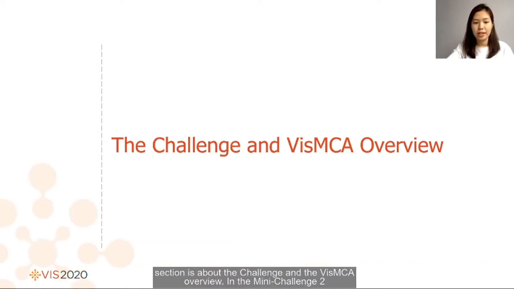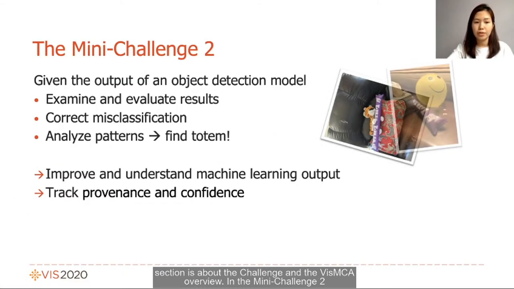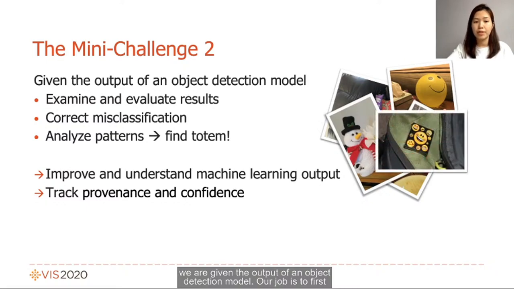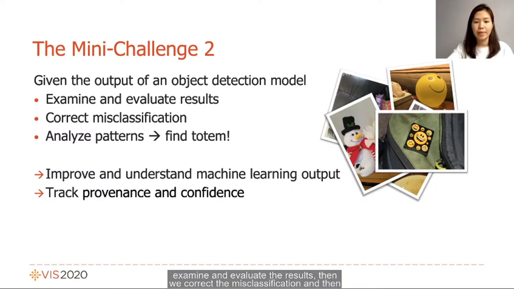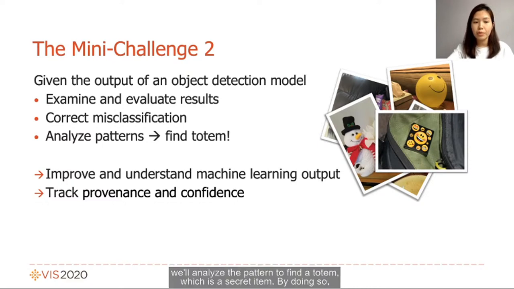The first section is about the challenge and the VIS MCA overview. In the mini challenge 2, we are given the output of an object detection model. Our job is to first examine and evaluate the results. Then we correct the misclassification. And then we'll analyze the pattern to find the totem, which is a secret item. By doing so, we can improve the understanding of the machine learning output to track provenance and the confidence as well as the uncertainty in the machine learning output.